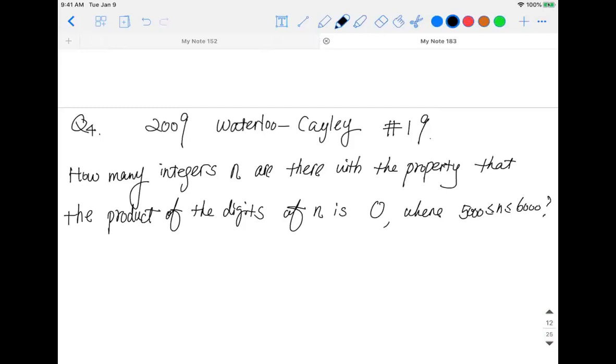How many integers n are there with the property that the product of the digits of n is equal to 0, where n is between 5,000 to 6,000, and this is a closed interval. So you can take 5,000, you can take 6,000. Again, $1,000,000 question for you. We're going to do the casework, right? How are we going to do the casework? This is a $1,000,000 question I will ask you forever. How do you get started?